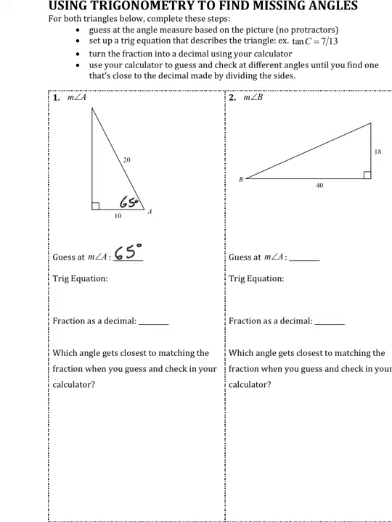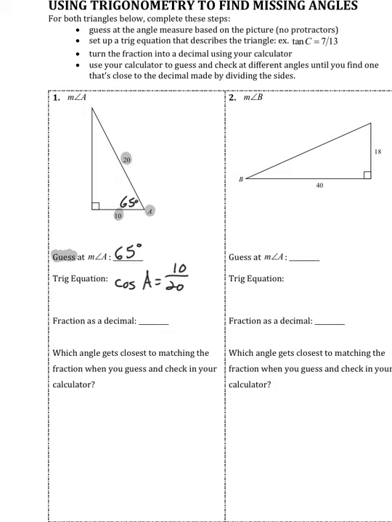And now the trig equation for that, if I were to write one, I would say, looking at where angle A is, we're dealing with the adjacent side and the hypotenuse. So that tells me CAH, cosine of angle A equals 10 over 20. That's how I'd write a trig equation. Remember, measure of angle A, this is literally a guess. I don't know if 65 degrees is right. That was just kind of my guess for it.